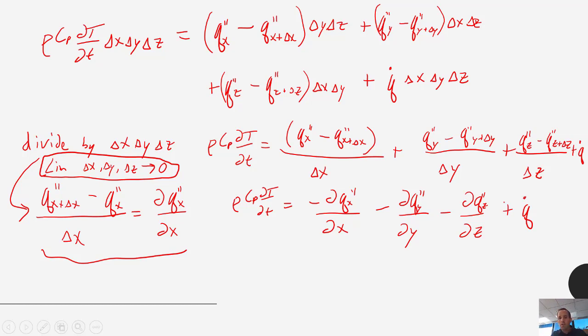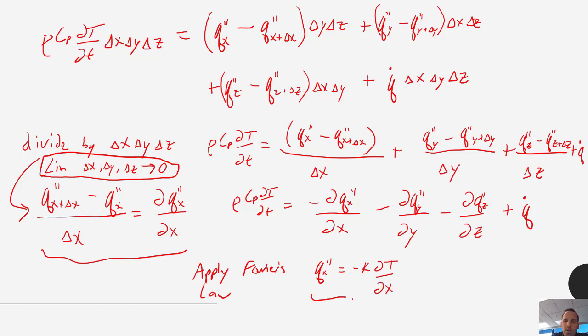Okay, so we're almost there. We've kept all of our terms in terms of these generic flux terms. So now we can invoke Fourier's law, which tells us that q double prime in the x direction is equal to minus k times the change in temperature with respect to x. So we can go into each of these terms and make this substitution.